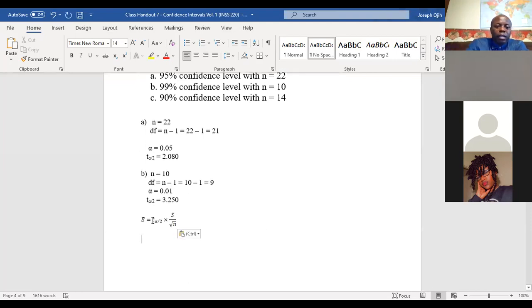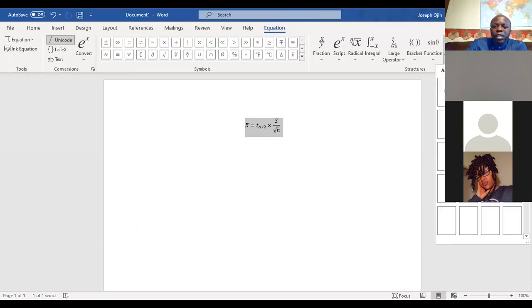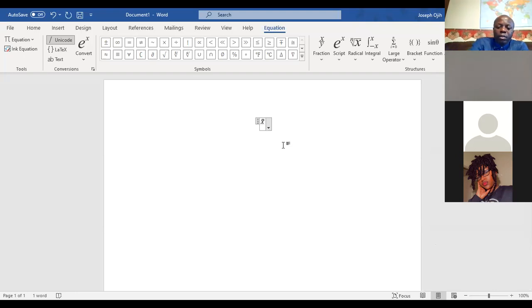Okay. Now, once you have it, we can get our confidence interval by doing the same thing: x bar minus error, less than the mean mu, which is what we are trying to estimate, less than x bar plus error. And that will give us our confidence interval.